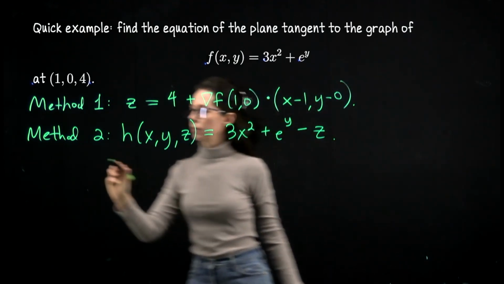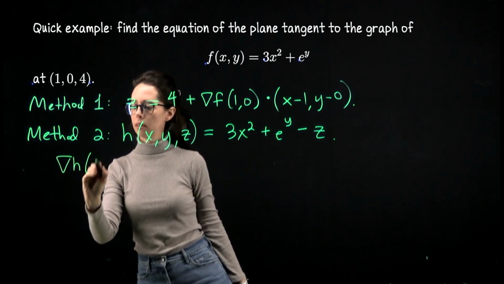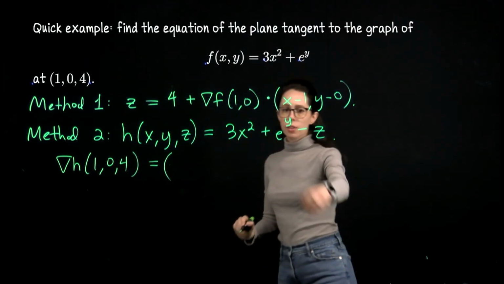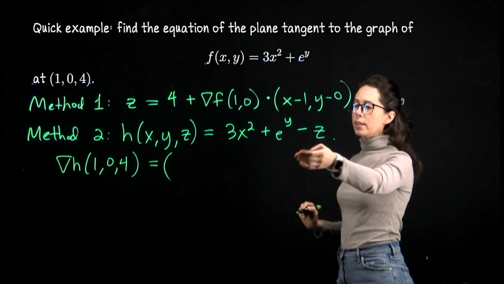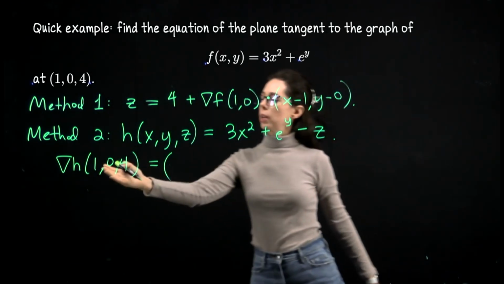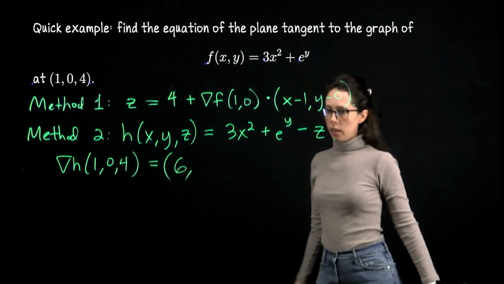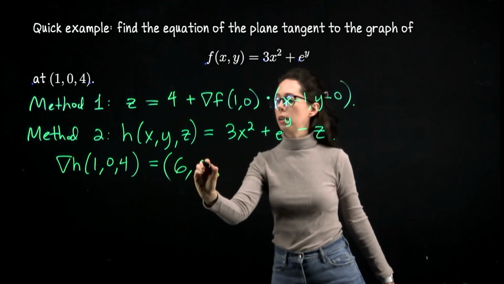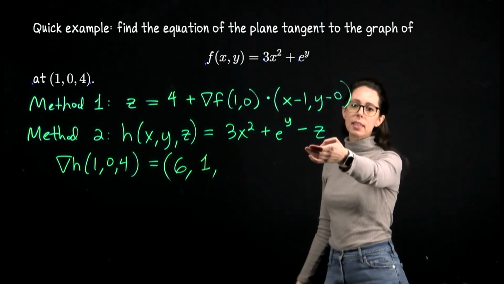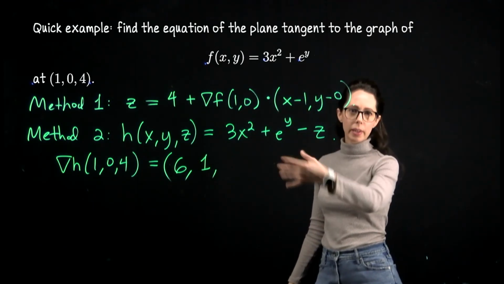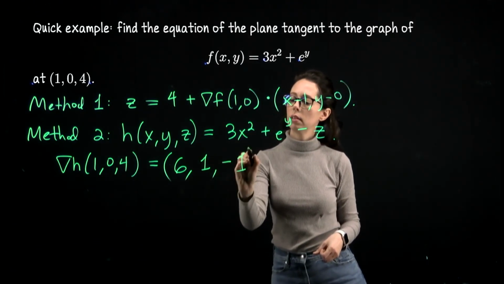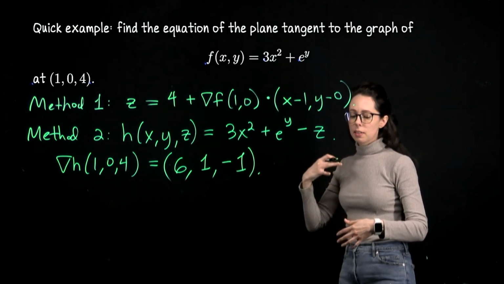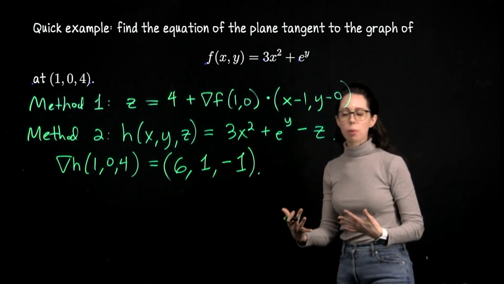I think I can do this all in one step. So if you compute the derivative of this with respect to x, you get 6x. Plug in 1, we get 6. With respect to y, we get e to the y. Plug in 0, we get 1. With respect to z, the way I've set this up, just like before, it's actually just going to be negative 1. 6, 1, negative 1.